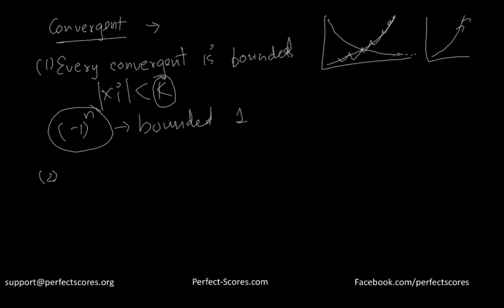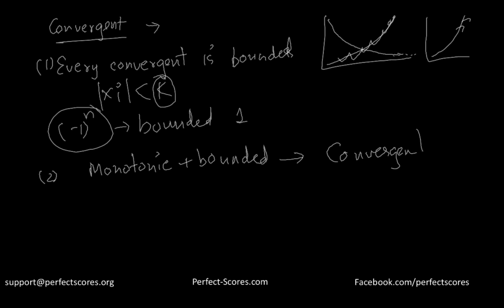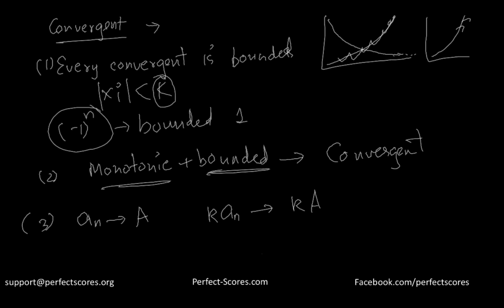Second thing is that if a series is monotonic and bounded, so if it is monotonic, that means it's constantly increasing or decreasing, and it's bounded, that means the series has to be convergent. And that makes sense, because if it is constantly increasing and it's bounded, it has to be convergent. The third rule is that if a series converges to a constant, then a constant multiplied by the series will converge to the constant multiplied by that constant. So if an converges to a, then k times an will converge to k times a. This is also pretty important.